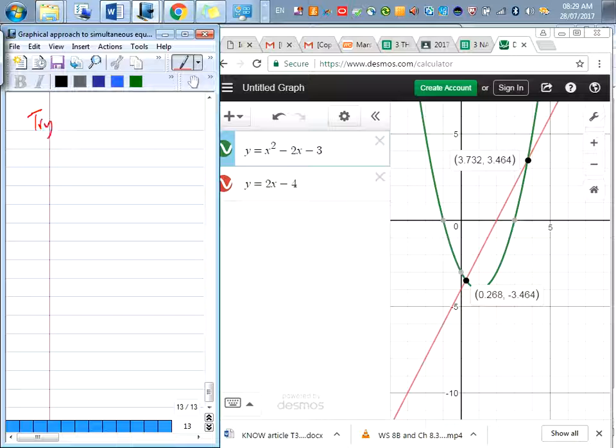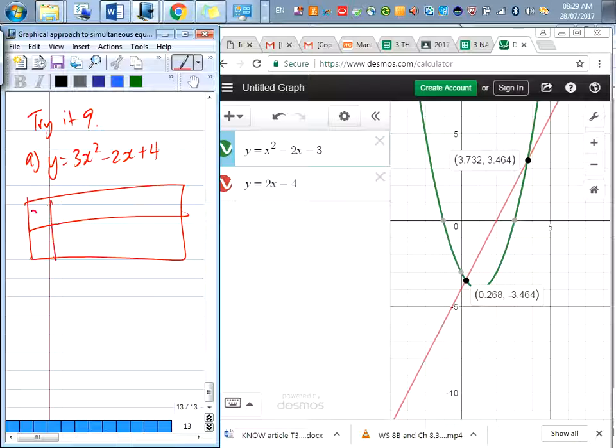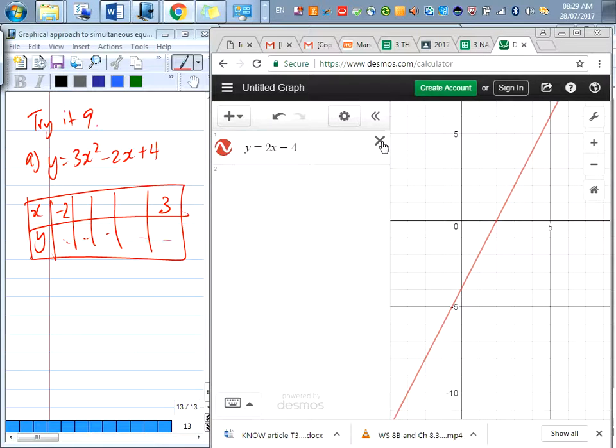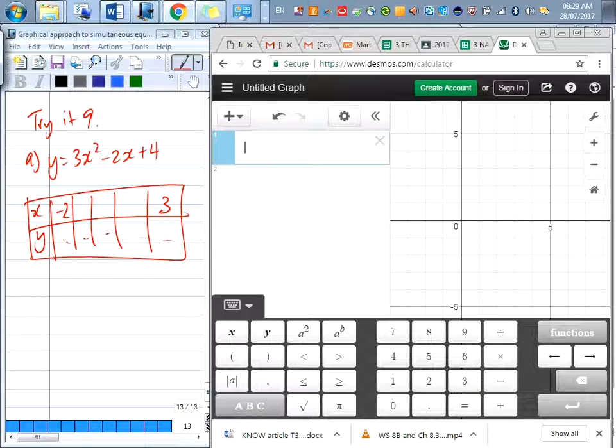Okay, Try It 9. Draw the graph, part A, y equals 3x squared minus 2x plus 4. Then we have a table of values, x and y. Final one will be 3. Then we get values. To make things easy, I am going to use this program to plot. So y equals 3x squared minus 2x plus 4.